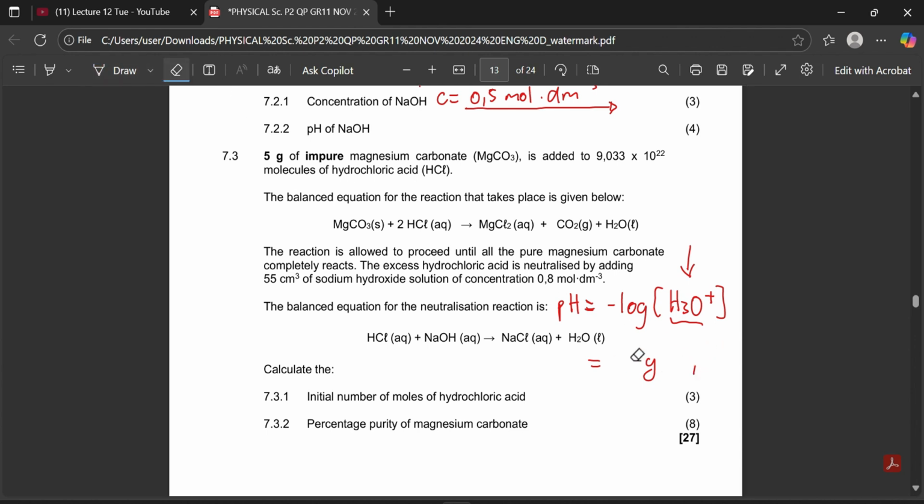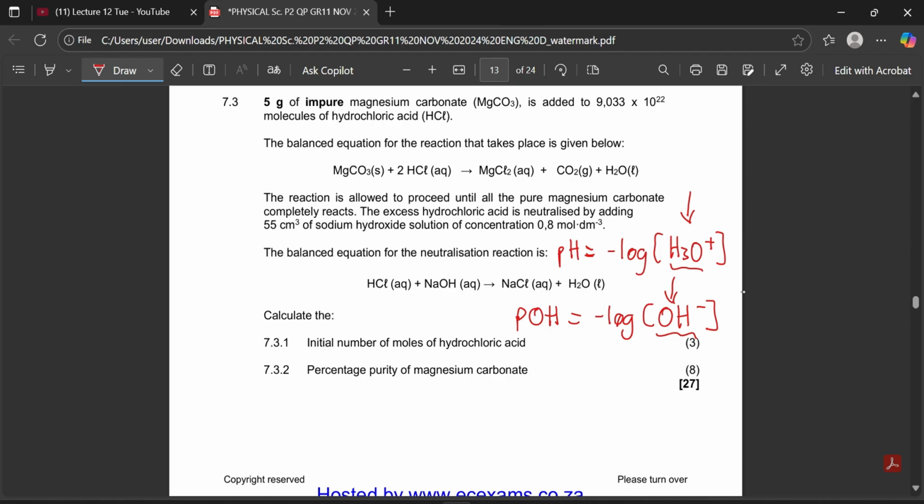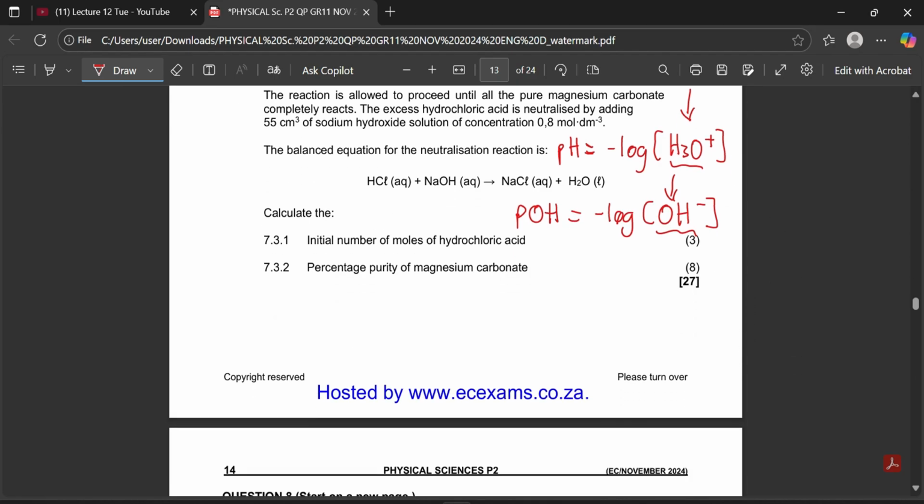Okay. And to calculate what we call the pOH, you would have something almost similar. So pOH equals the negative log of the hydroxide ion concentration. That's my pOH. Another thing you need to know is that pH plus pOH is 14.